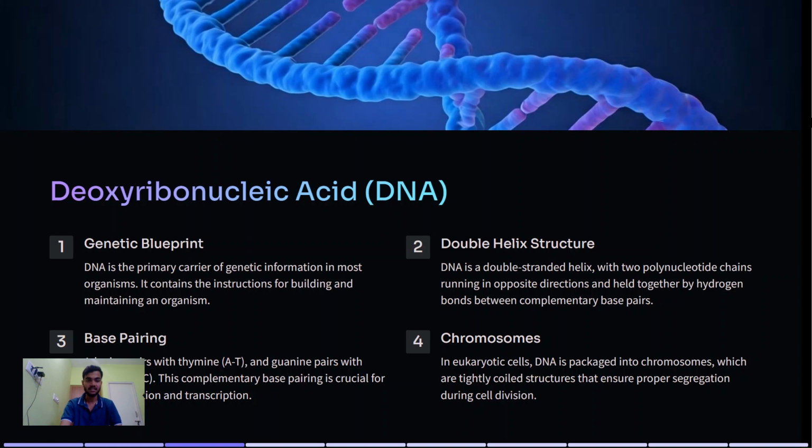Base pairing: adenine pairs with thymine and guanine pairs with cytosine. This complementary base pairing is crucial for DNA replication and transcription. Chromosomes: in eukaryotic cells, DNA is packaged into chromosomes, which are tightly coiled structures that ensure proper segregation during cell division.